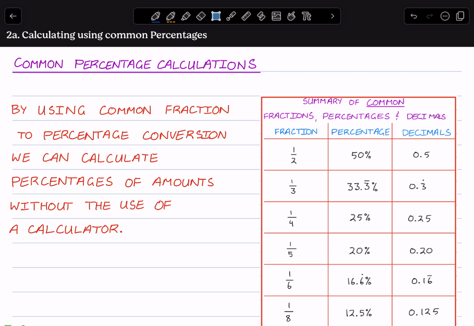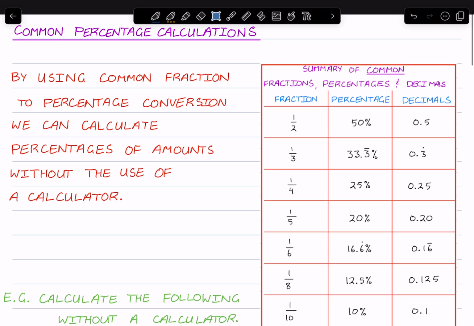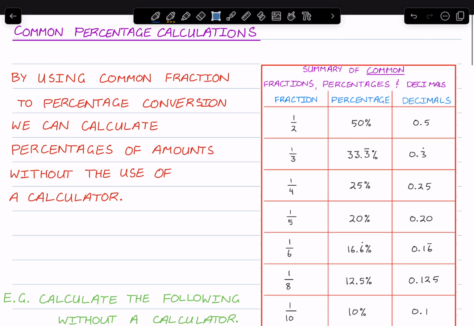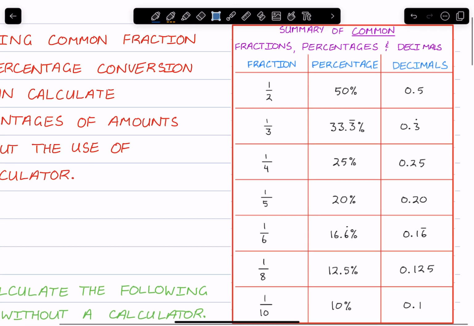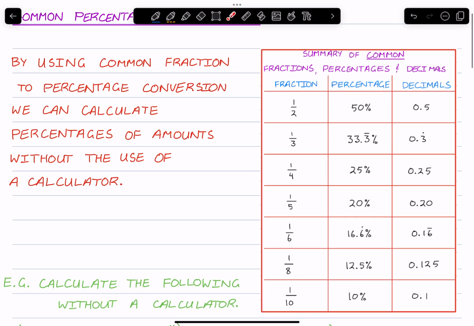Hello class, this is a video tutorial on calculating using common percentages. By using common fraction to percentage conversions, we can actually calculate percentages of amounts without the use of a calculator. So I've got here a table of some of the most common percentages.